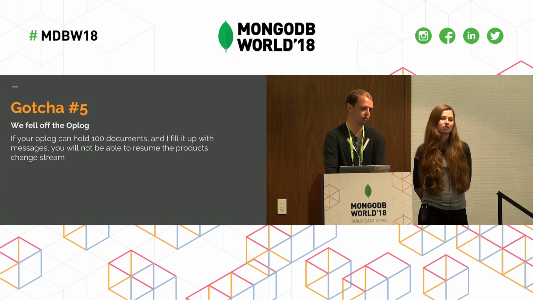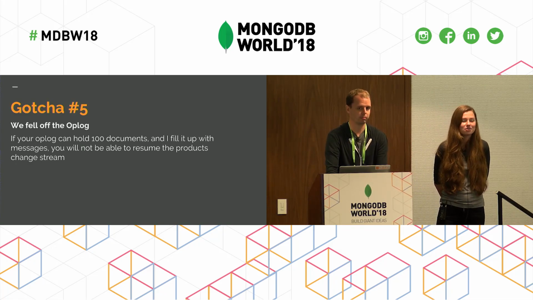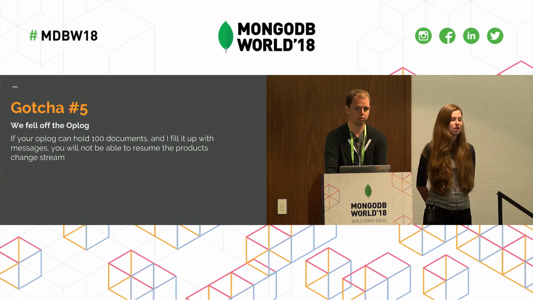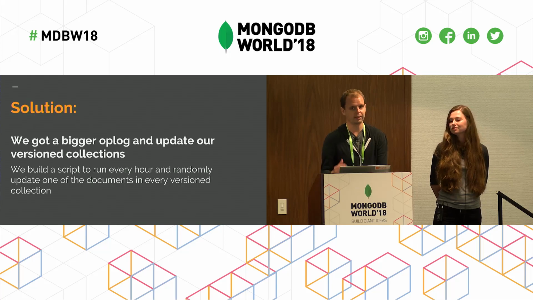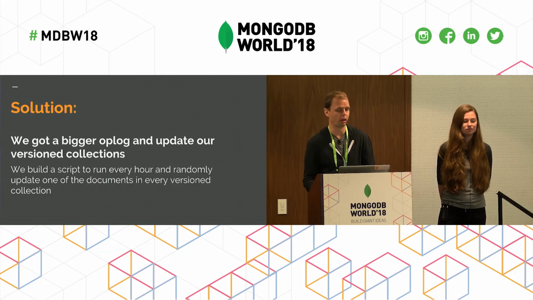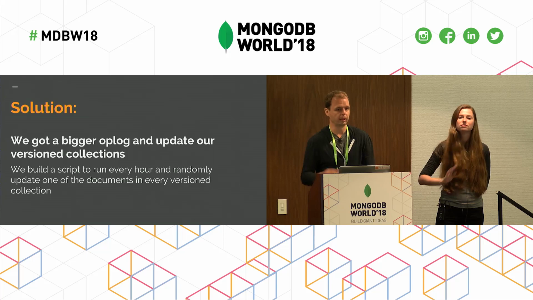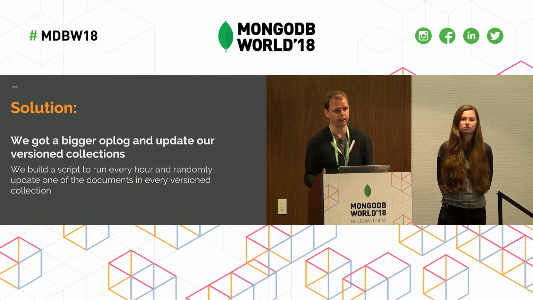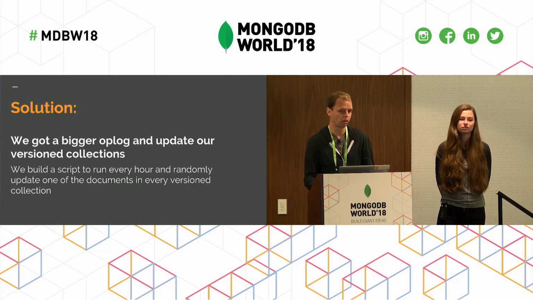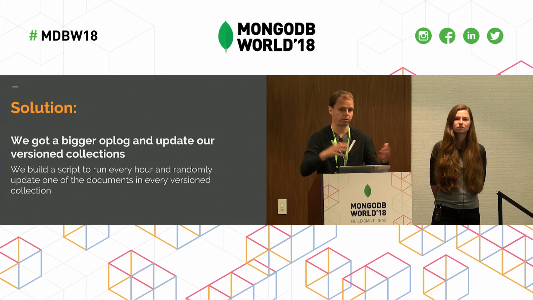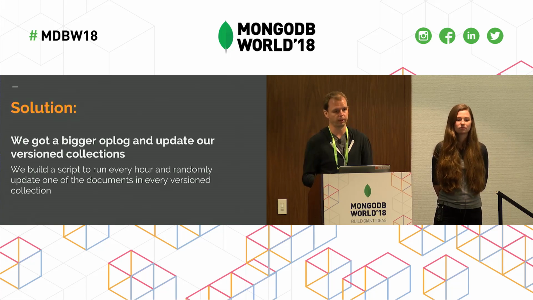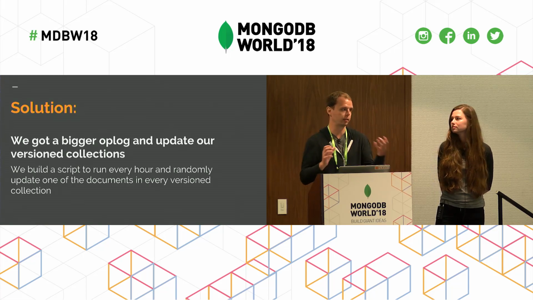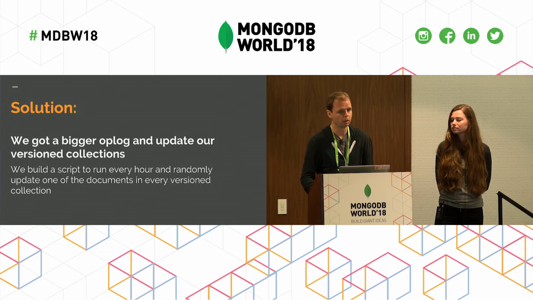And then we fell off the oplog. So if your oplog can hold 100 documents and then we start sending 101 messages, we won't be able to resume the product's change streams. And this is the other big gotcha with change streams, is that because you're using the oplog to propagate those changes, if, heaven forbid, you didn't get an order for a long period of time, or if your service went down, and when you tried to resume it, that BSON ID didn't exist in your oplog, you actually can't resume. And so the solution here was we got a bigger oplog.